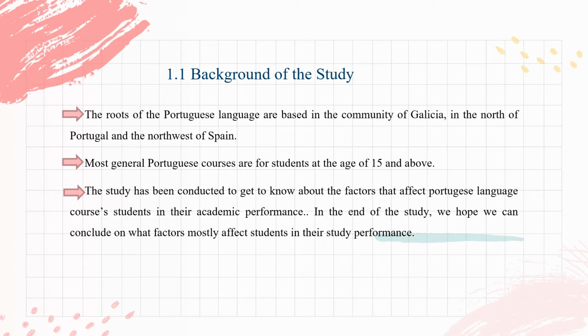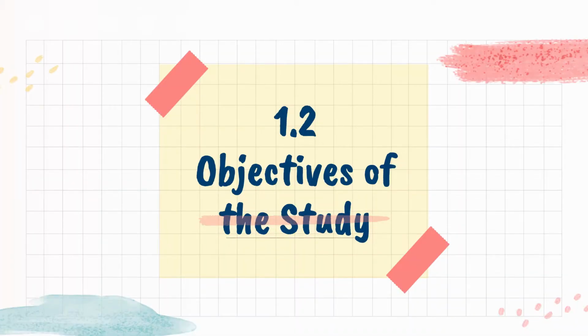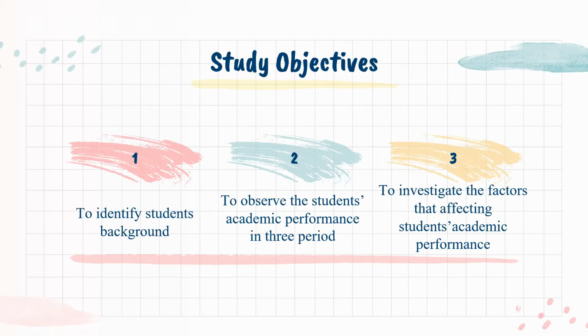The study has been conducted to get to know about the factors that affect Portuguese language course students in their academic performance. At the end of the study, we hope we can conclude on what factors mostly affect students in their performance. Let's go to the objectives of the study. The first objective is to identify students' background. The second one is to observe the students' academic performance in 3 periods. The third one is to investigate the factors that are affecting students' academic performance.